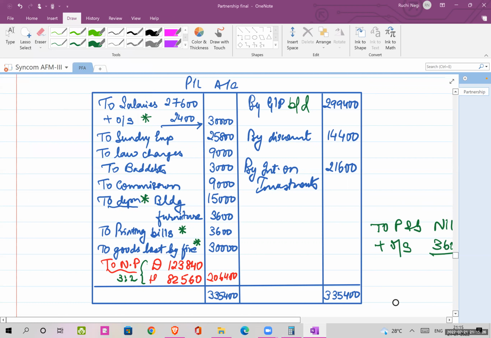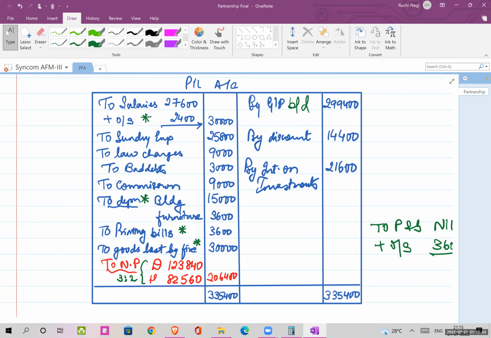Okay, now in this sum, there is no interest on drawings, there is no interest on capital, there is no salary given to any partner. Okay, so expenses which are reflected in P&L appropriation account are missing in the question. So no need to prepare a P&L appropriation. Okay, so even if you prepare, it will go blank. Okay, so you can skip that P&L appropriation.